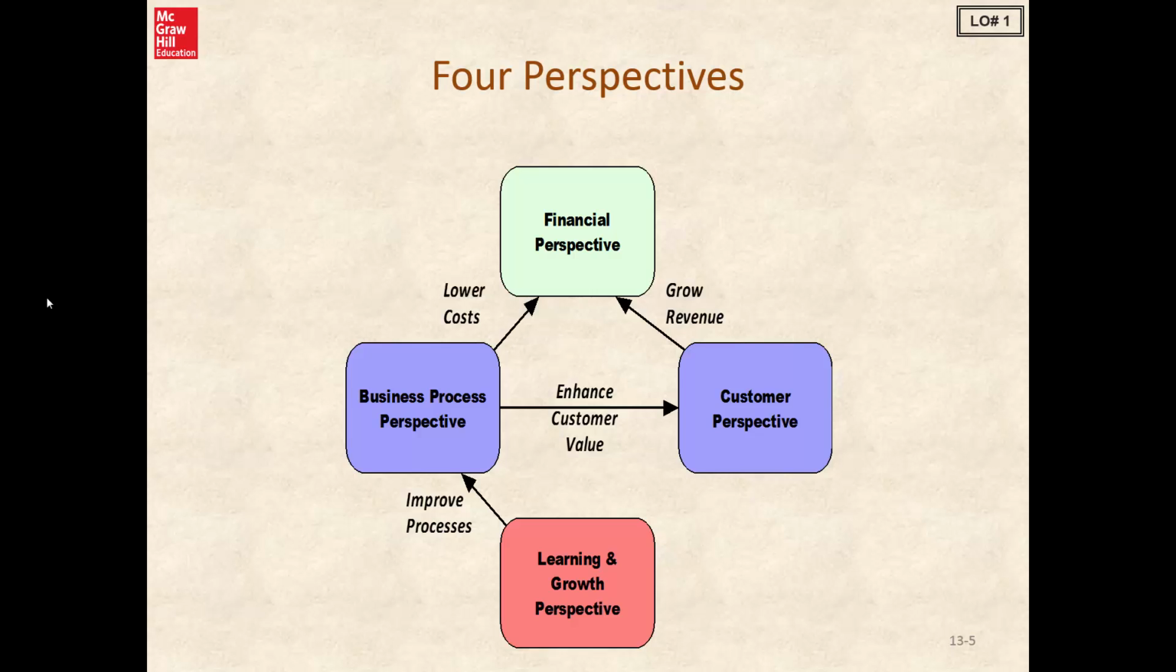So there's 4 perspectives to the Balanced Scorecard. The learning and growth perspective serves to improve processes. The business process perspective enhances customer value and lowers costs. The customer perspective grows revenue. And the financial perspective benefits from the lower costs and revenue growth.